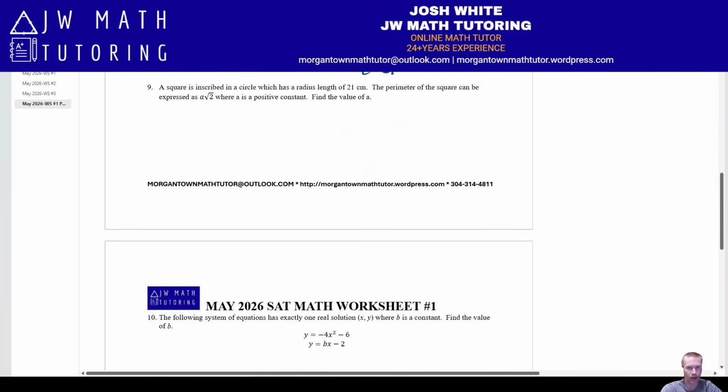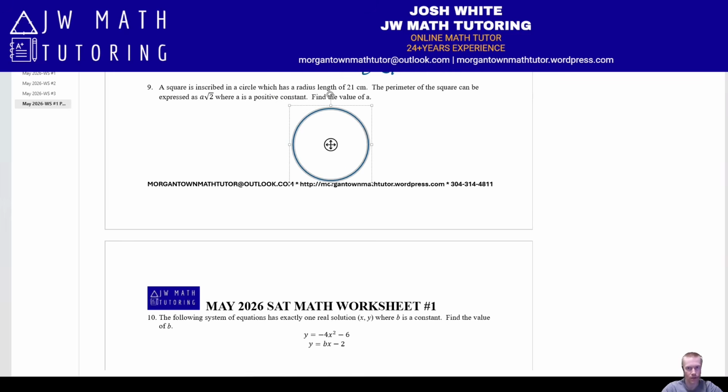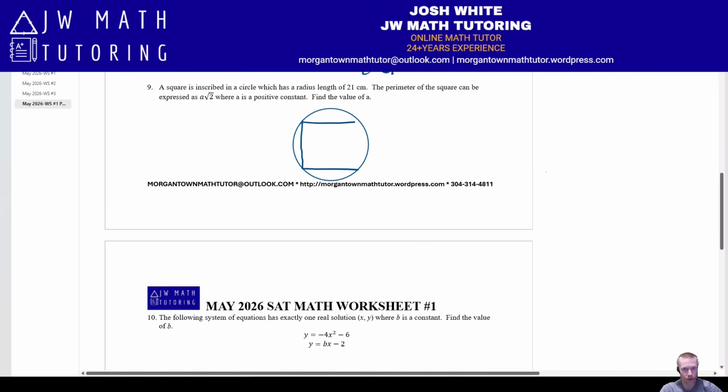Next, let's look at problem number 9. Here we have a square inscribed inside a circle. So here's our circle. Here is our square.